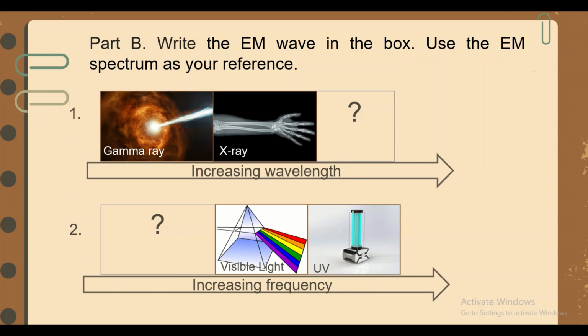Use the EM spectrum as your reference. We have only two items here. For number 1, you arrange these EM waves in increasing wavelength, starting from gamma ray, X-ray, then the third EM wave. For number 2, you need to arrange these EM waves in increasing frequency. So what would be the first one, the first EM wave, followed by the visible light, then UV. I'll give you 20 seconds. Timer starts now.